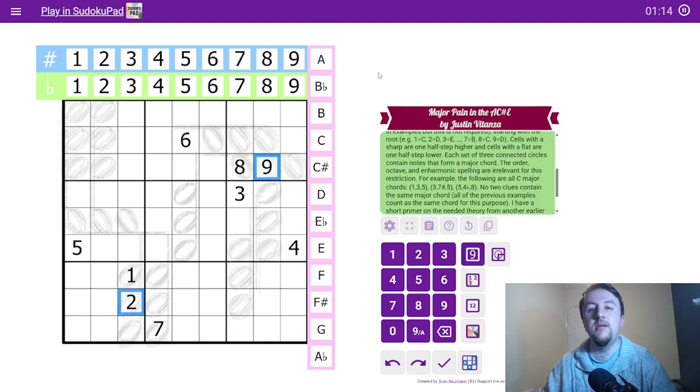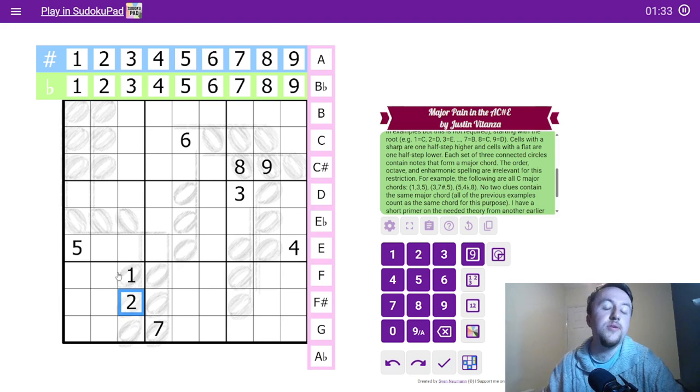Same with 2 and 9. They're both representing D. So again, we'll either need to flatten the 1 or sharpen the 2 or both. But I'm now thinking we can't have the same major chord.